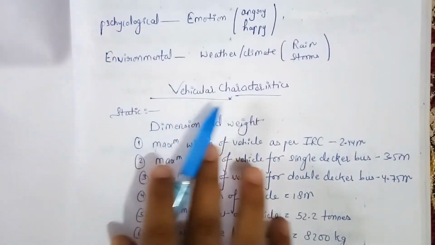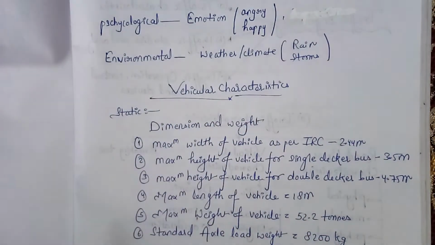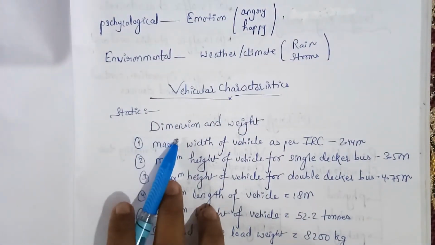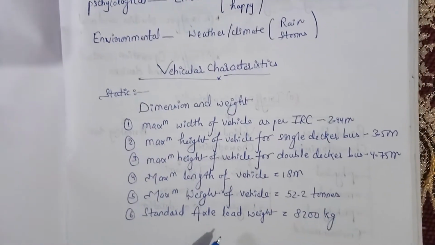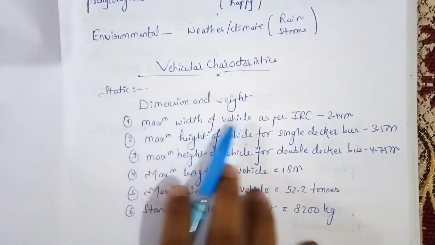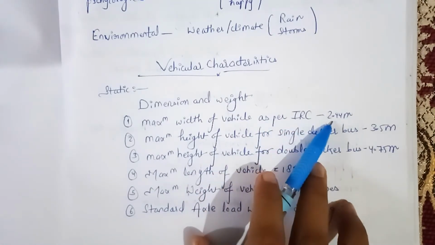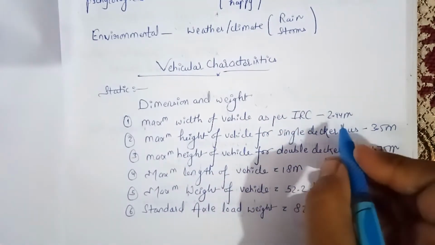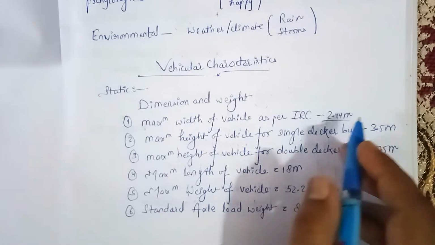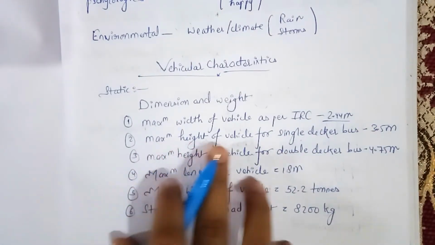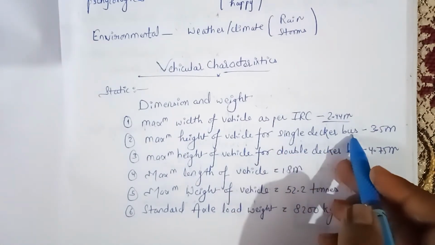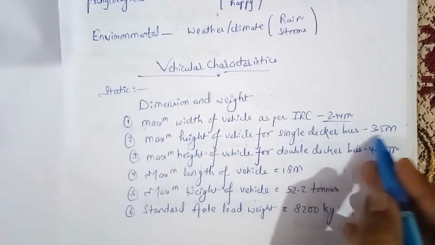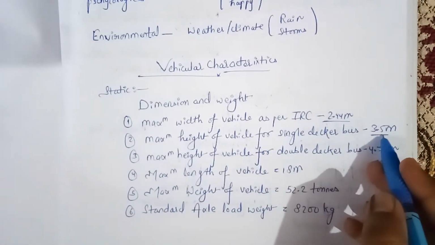Next we will see the vehicular characteristics. So in the vehicular characteristics, we will see first the static. In the static, there are dimension and weight. So we will see all the standard dimensions and the weight. Okay, so the maximum width of vehicle as per IRC is 2.44 meter. Remember, this is 2.44 meter. Next, the maximum height of vehicle for a single decker bus is 3.5 meter.